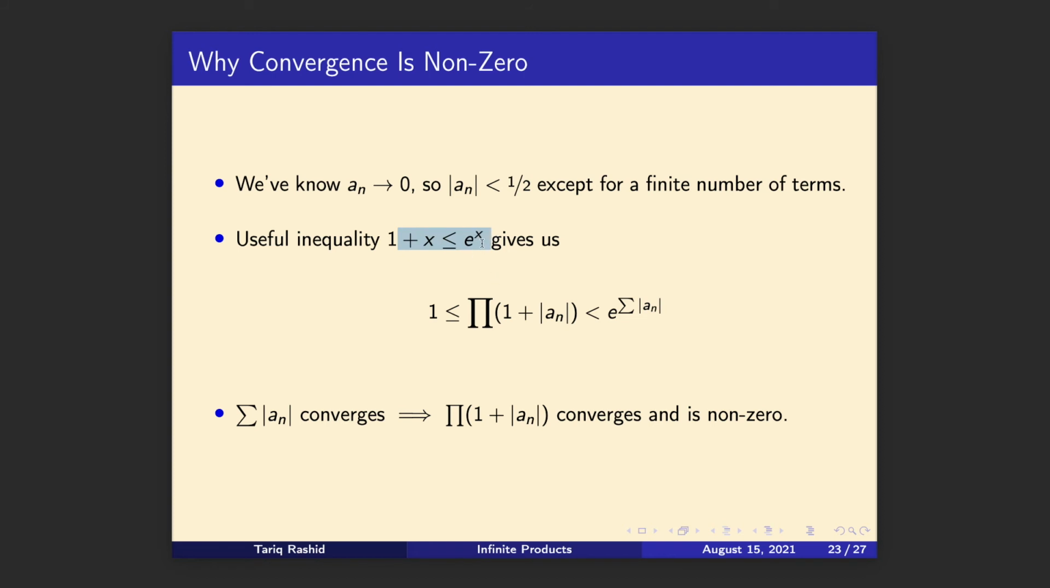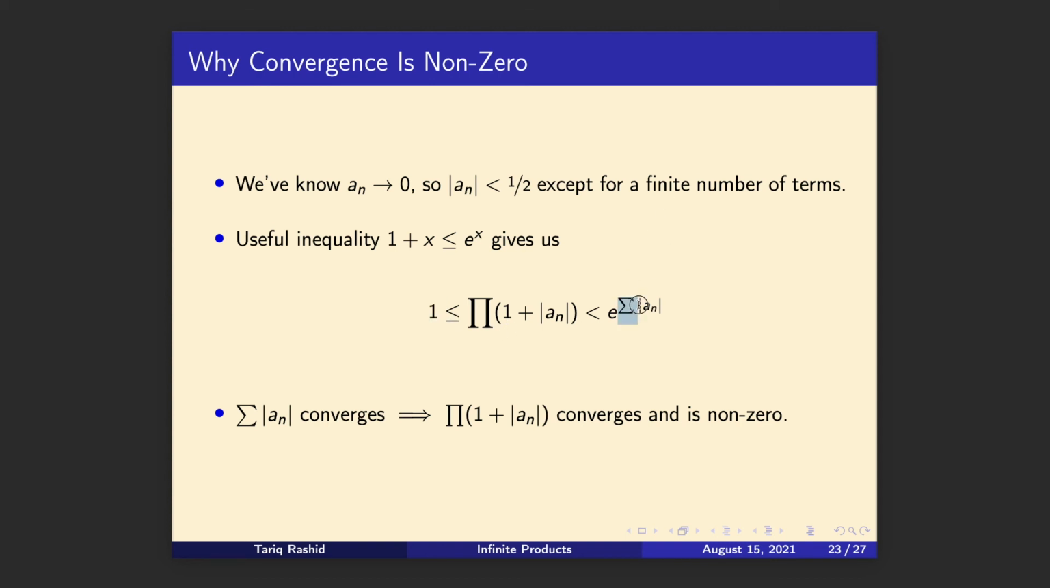Going to use that inequality again: 1 plus x is less than or equal to e to the x. So we're going to say this product with the magnitude of the an there is less than e to the sum of the an, using this inequality. And we can see already straight away that it's more than or equal to 1, because these only consist of positive values, 1 plus a positive. Lots of these multiply together. The smallest it could ever be is 1. Great.